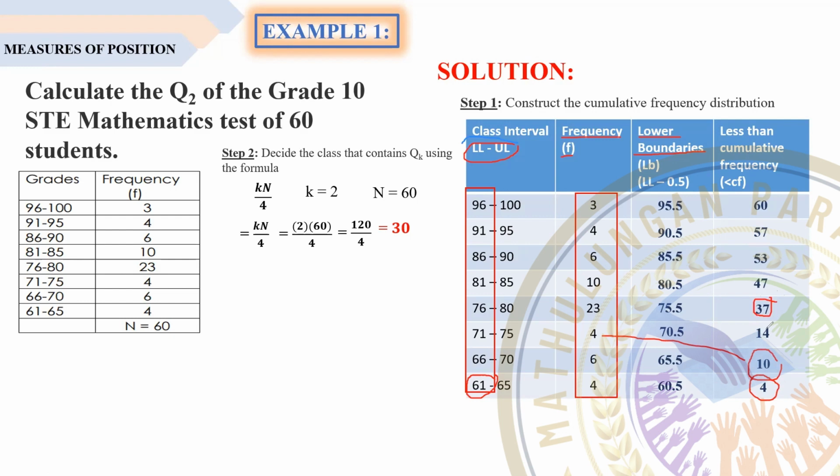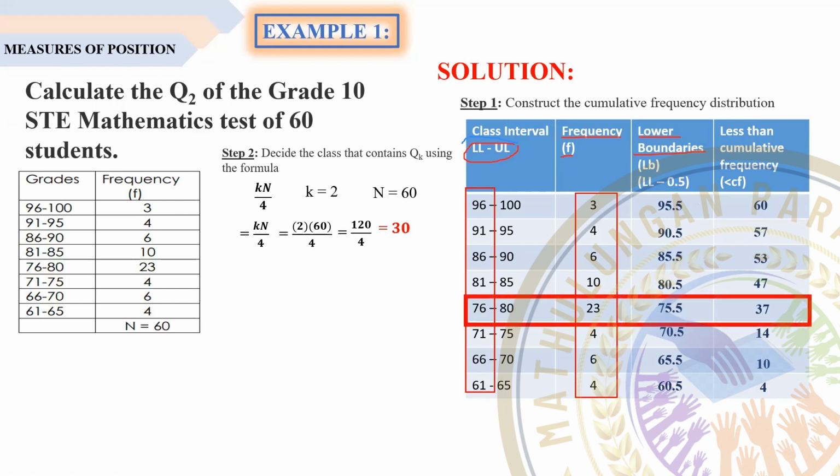Hindi naman pwede sa 14 kasi kulang yung ating data. Okay? So, therefore, nakapaloob siya sa 37. So, ibig sabihin, dito natin makikita yung ating quartile 2. This part is what we call the quartile 2 position. Okay? So, yan yung ating magiging position ng ating quartile 2.